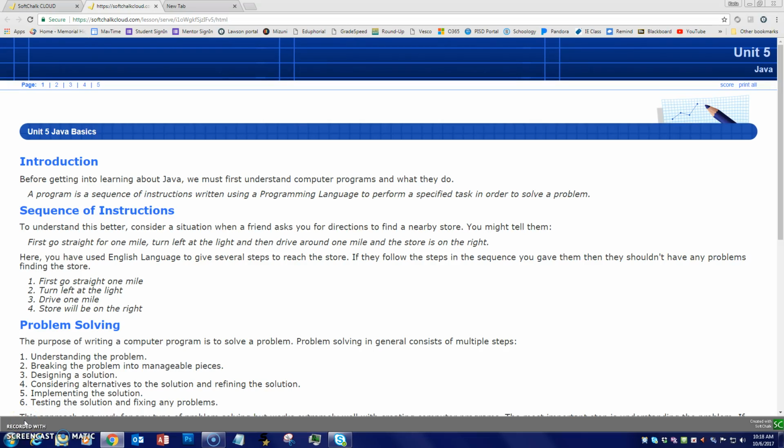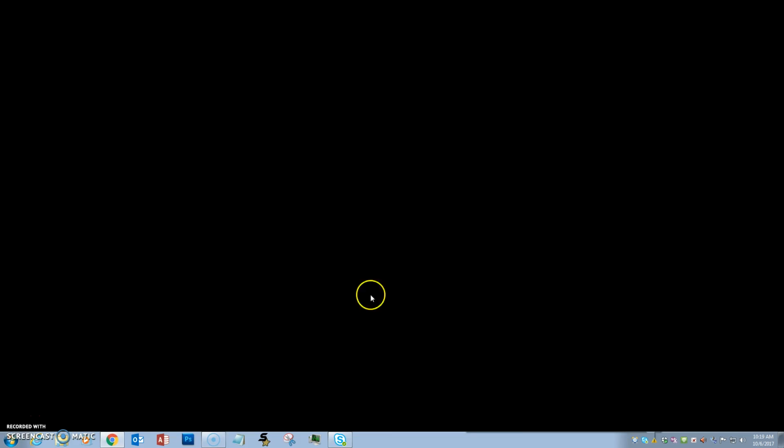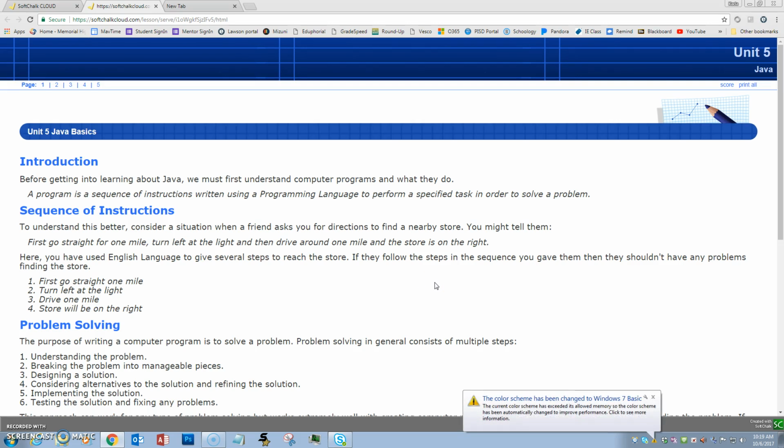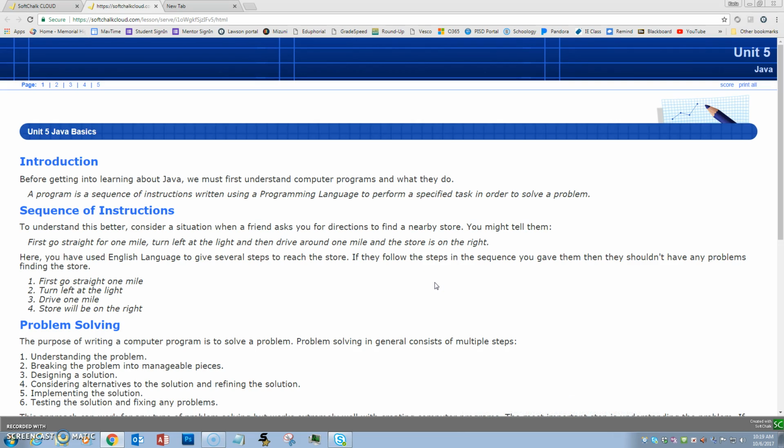In today's lesson, we are going to be starting Java. And before we really get to know more about Java, you need to understand what a computer program does and what they're used for. So a program is a sequence of instructions written using a programming language to perform a specific task in order to solve a problem. Now, the programming language that we will be using is Java.